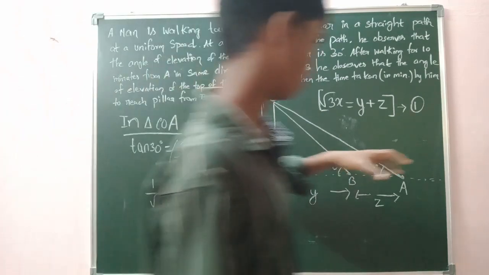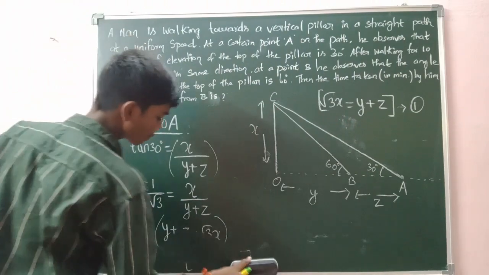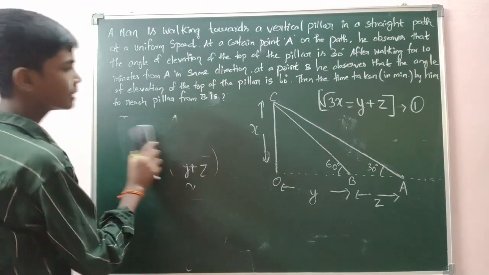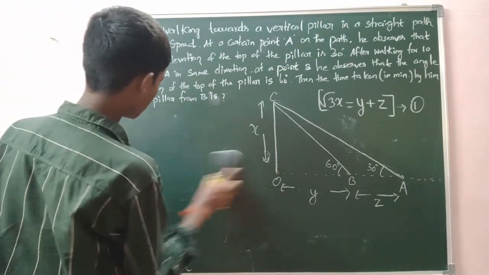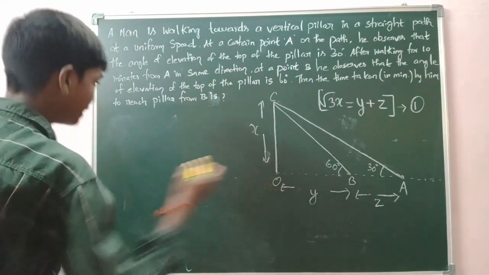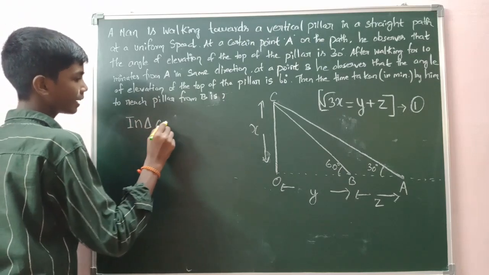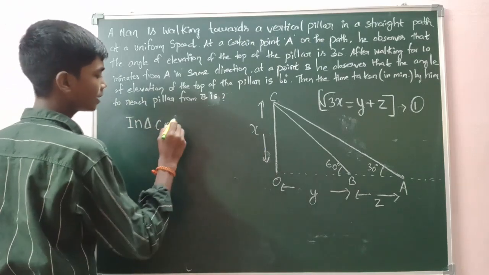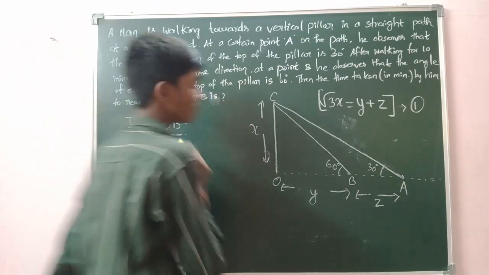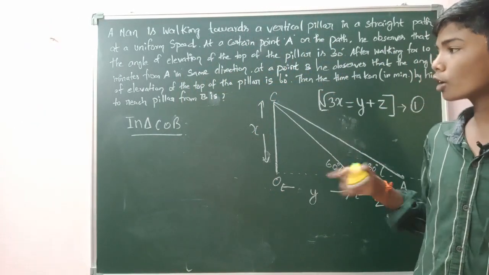Now let us come on to the small triangle, that is COB. I kept this as equation 1. In the small triangle, the angle of elevation is 60 degrees. So in triangle COB, correct or not? The small triangle where the angle of elevation is 60 degrees, that is what I am going to talk about.